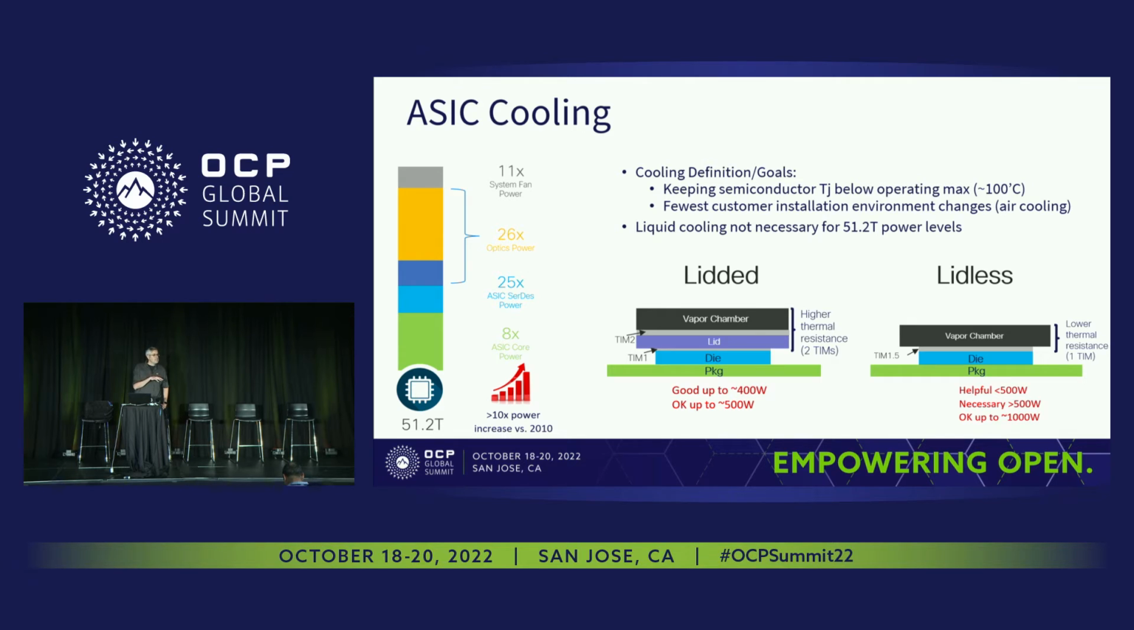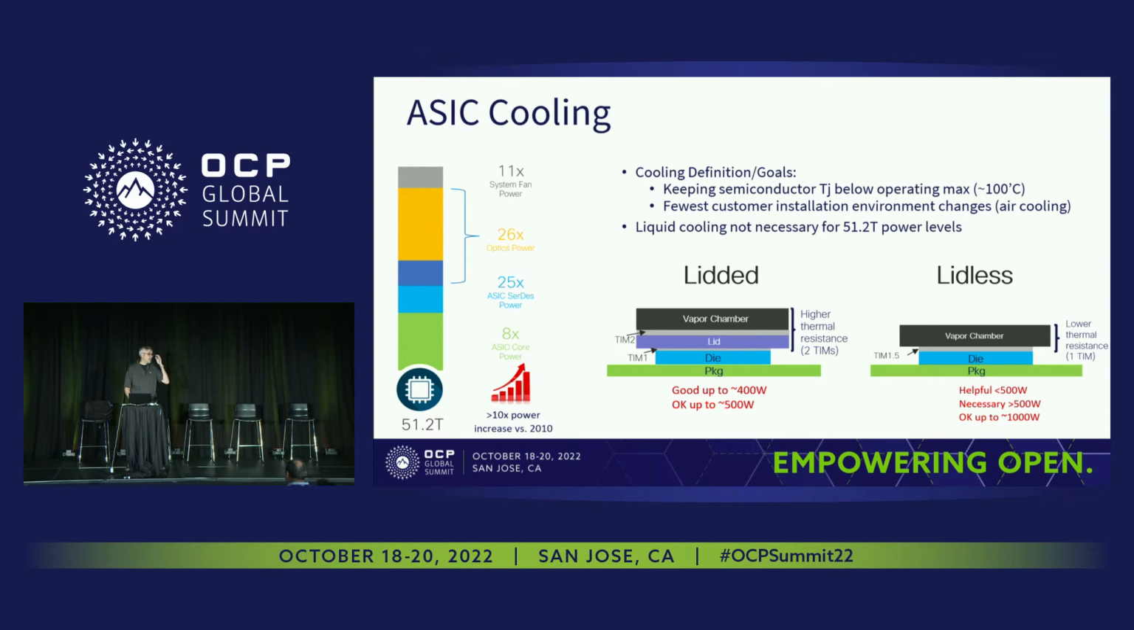So you'd like to stay in lidded as long as possible, but lidless is helpful at all power levels because, again, the resistance is lower. I think it becomes necessary really above 500 watts, and it does have some headroom. Of course, we have not yet managed as an industry to produce a 1,000-watt ASIC, and I do not encourage that behavior, but from the experiments we have done, we can pull many hundred watts out of it, perhaps up to 1,000 watts with lidless.